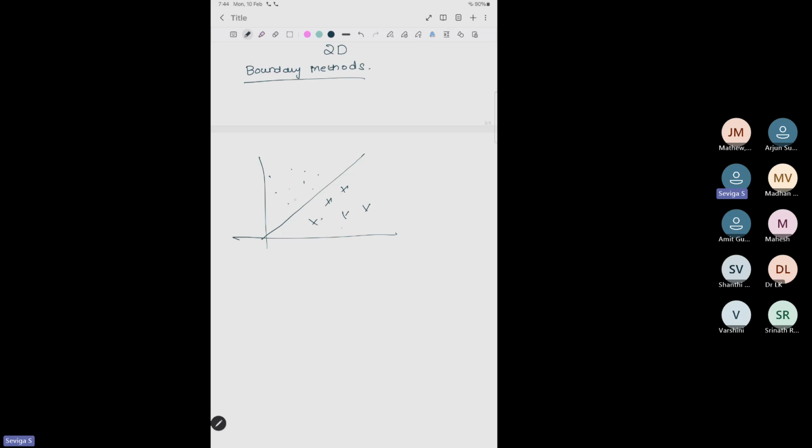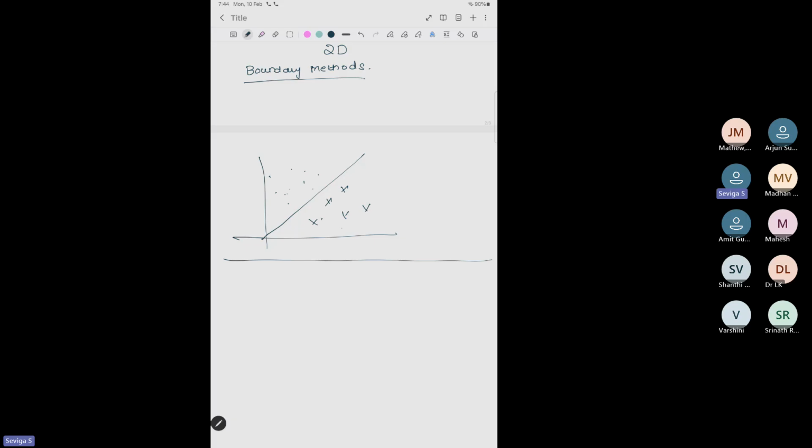All the data points of one class will lie on one side of the boundary. All the samples of the other class will lie on the other side of the boundary. So a boundary line is used to separate these, and this technique is called boundary methods. The important goal is to identify the simplest boundary shape which can still split these two classes into two groups.